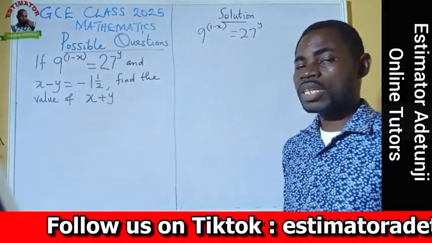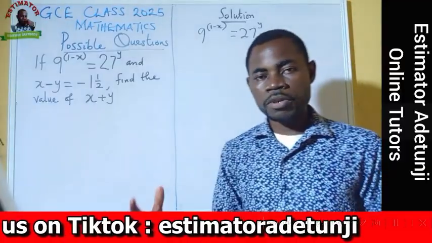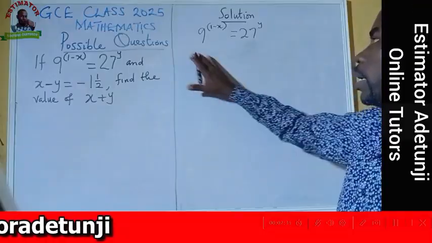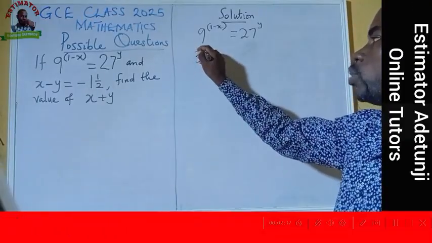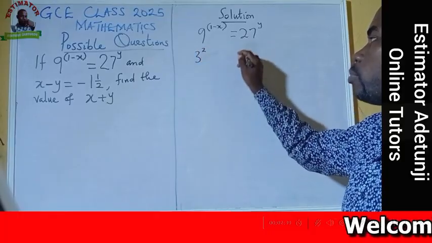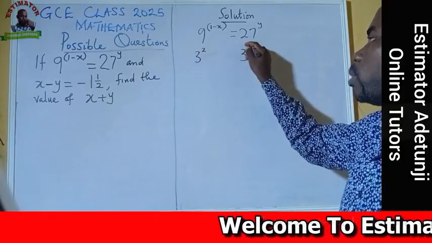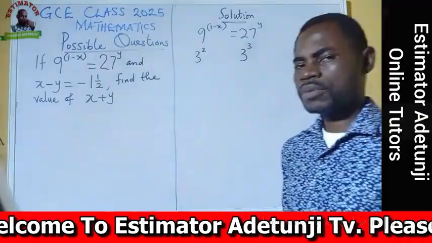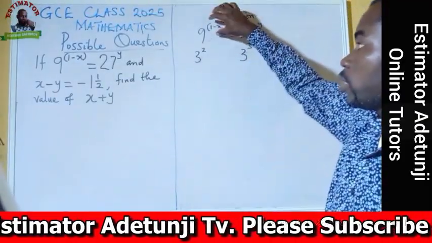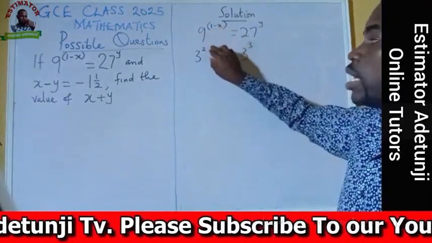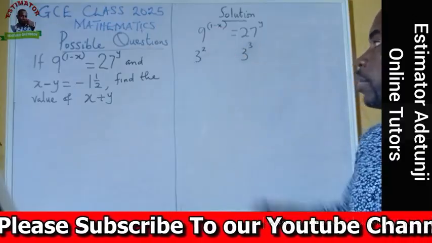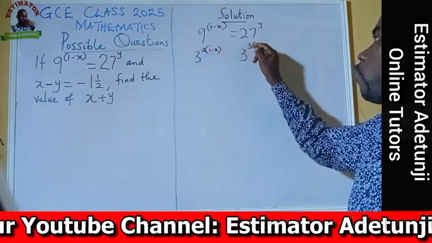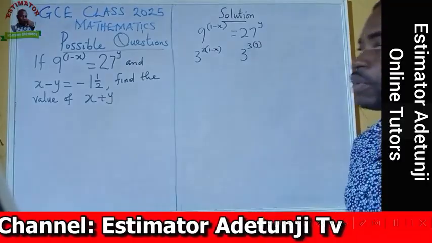In this situation, we think about the number that builds up the two of them. Looking at 9, 9 can be written as 3 exponential 2, while 27 can be written as 3 exponential 3. This is our 9 now, and this is our 27. The next step is to carry the exponents and join them with the existing exponents. We have 1 minus x, and here we have y.